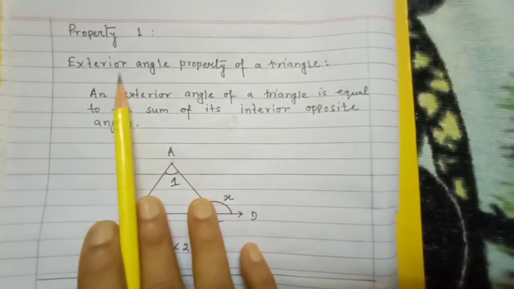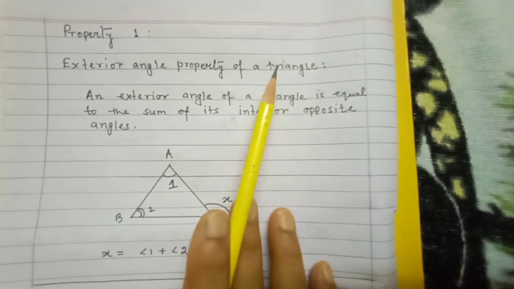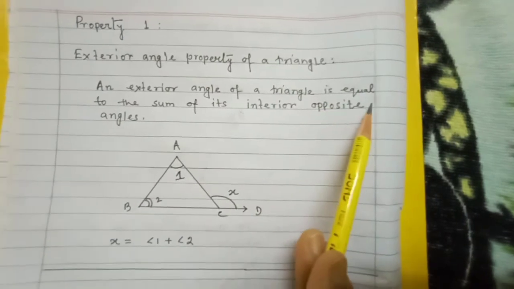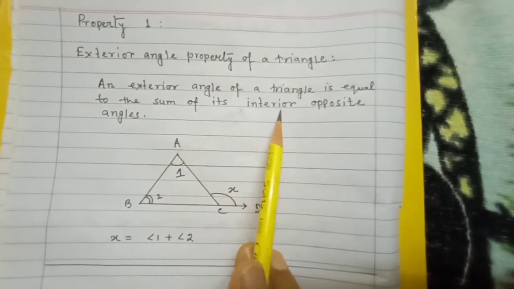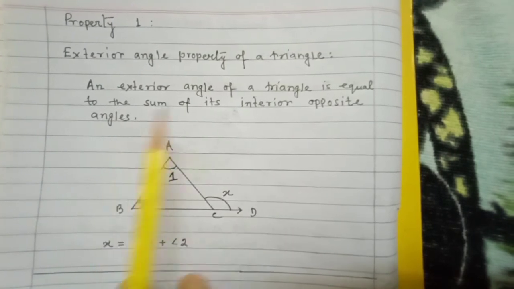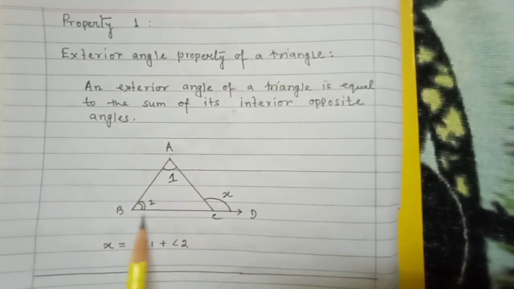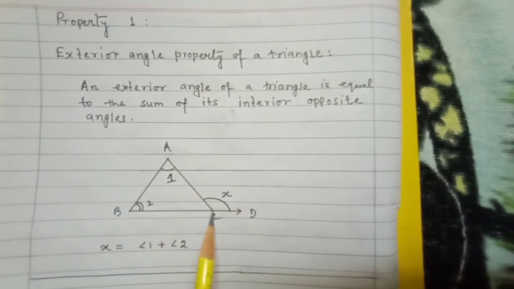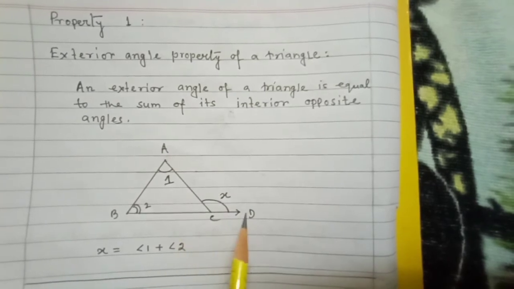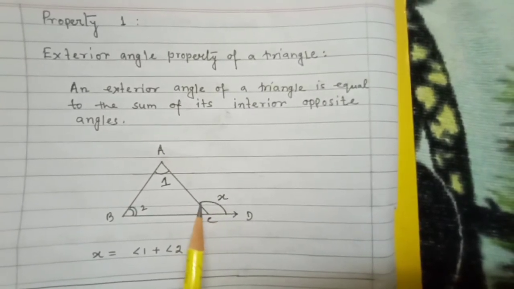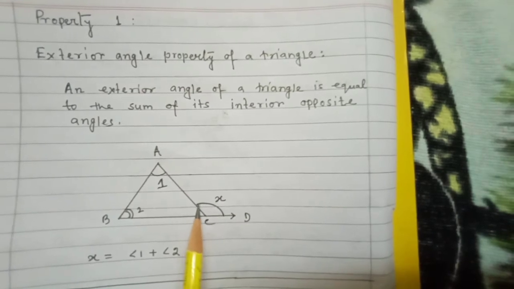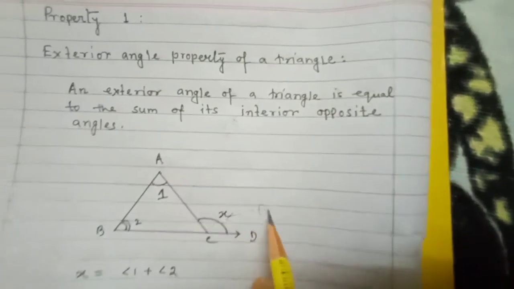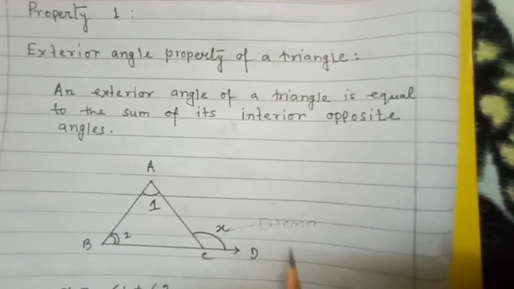What is the exterior angle property of a triangle? Let us try to understand. An exterior angle of a triangle is equal to the sum of its interior opposite angles. First of all, what is an exterior angle? Say ABC is a triangle. If the side BC is produced to D, then one angle is formed outside of the triangle. This angle is known as an exterior angle.